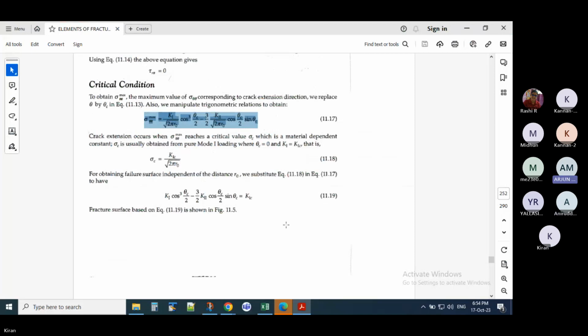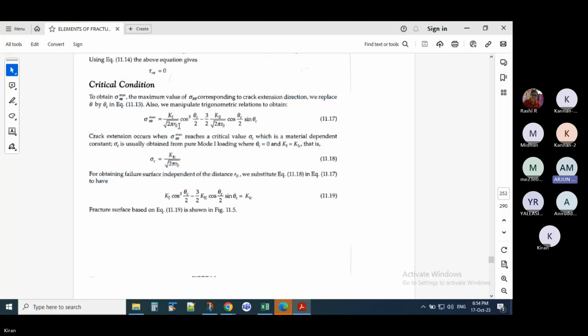That's what I wanted to confirm here: K1 by root 2 pi r naught is there, no? I have taken it as K1 by root pi into a. Where did you get that r naught value from? I didn't take r naught; I took it as K1 by root pi into a, where a is 40, like 2a is 18 millimeter.